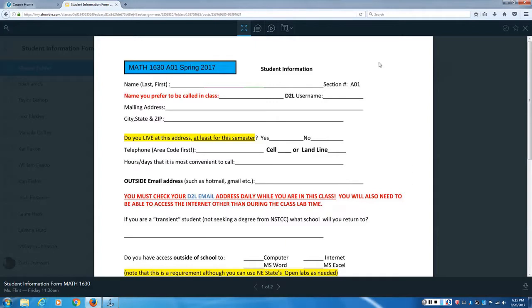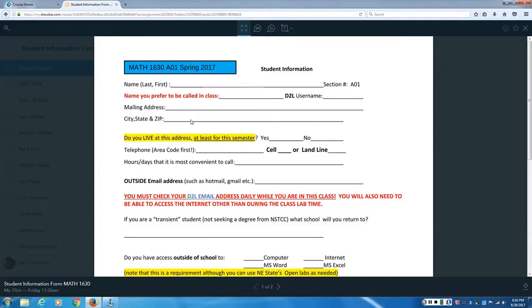And the information here, don't worry about it saying the wrong section number, because I don't think I changed any of these. It's not spring, I know it's fall, but I just didn't get that edited out. Put your first and last name, the name you want me to call you in class. Your D2L username, so that I can make sure that they match up. Although we really won't use D2L very much this semester at all.